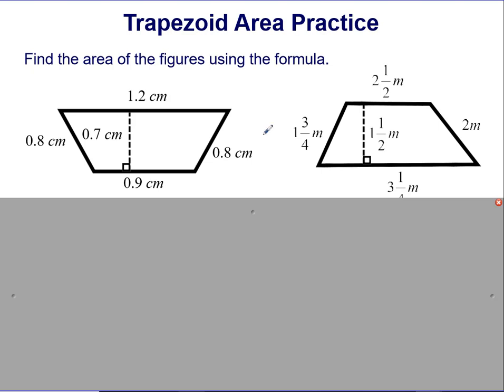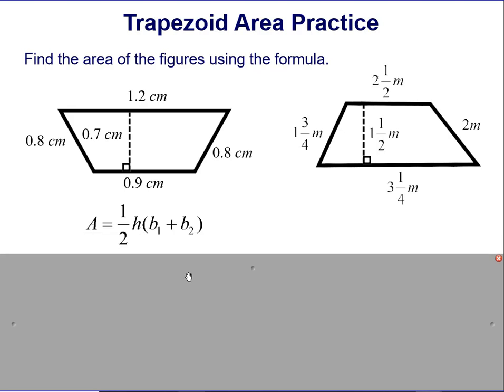Find the area of the figures using the formula. I have trapezoids, so we'll do the one on the left, using the area formula for a trapezoid. I need to label 3 things. The height of this trapezoid is 0.7 centimeters. And again, I know it's the height because the line is perpendicular to the two bases. Base 1 is 1.2 centimeters and base 2 is 0.9 centimeters.